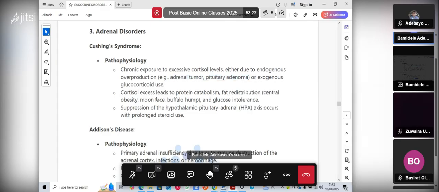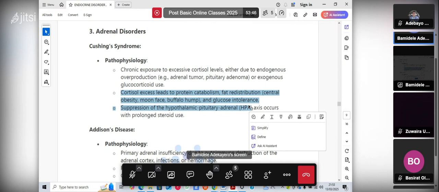All right. So when there's excess cortisol, it leads to more protein catabolism and fat redistribution, causing obesity, and glucose intolerance. All of this happens because there's an excess cortisol level in the body.